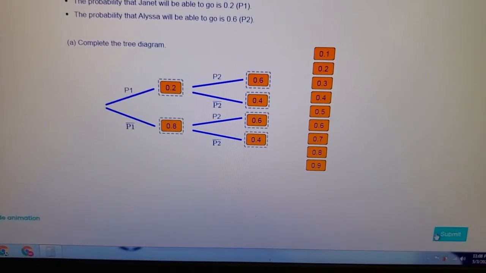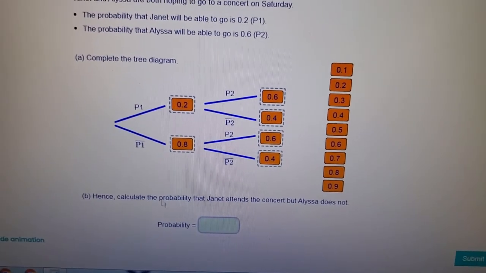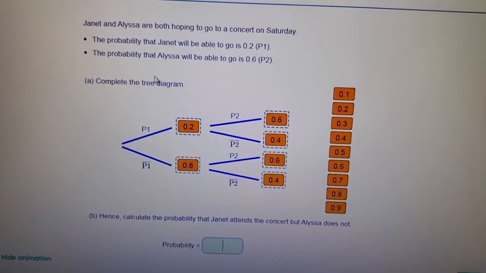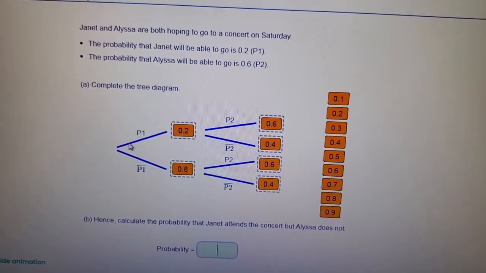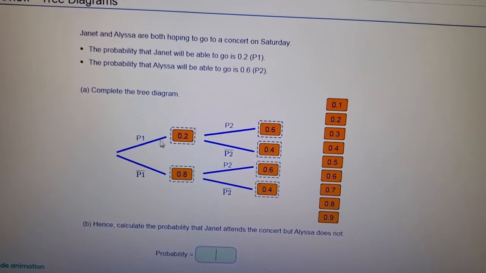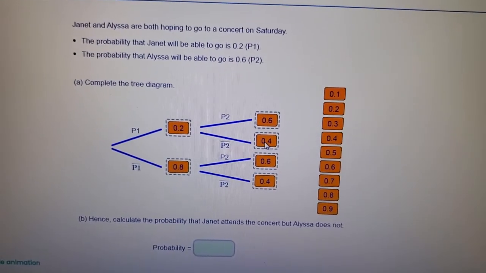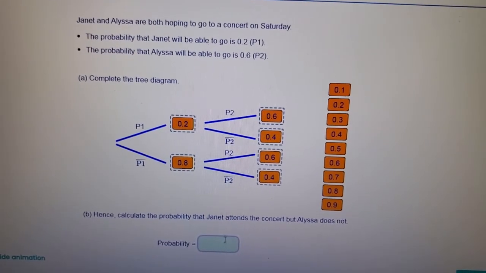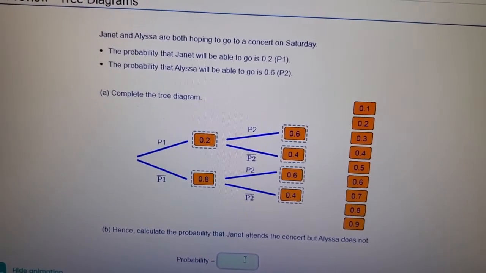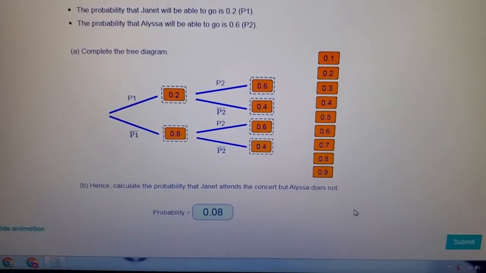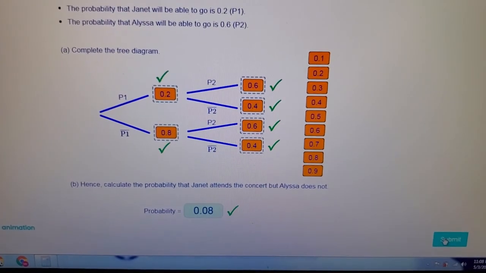Press submit, and then a question pops up. Calculate the probability that Janet attends the concert, but Alyssa does not. So remember, Janet is the first one. She does, and Alyssa does not. So does is 0.2, and does not is 0.4. 2 times 4 is 8. And there's 2 decimal places, so it's 0.08. We make sure there's 2 decimal places, and that should be the correct answer. And it is.